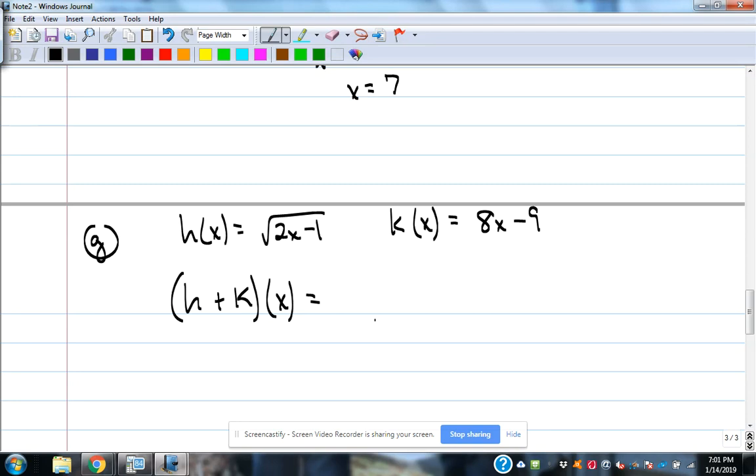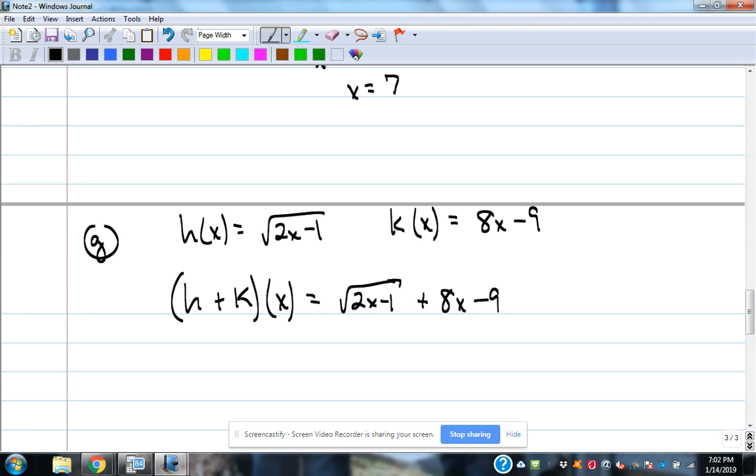So here's an addition problem with two functions that are quite different looking anyway. So I would just take 2x minus 1 in the square root plus 8x minus 9. There is nothing you can do to simplify that because this stuff here is locked inside the square root. So we can't combine any like terms here because this part has the square root on it. So this is the function.